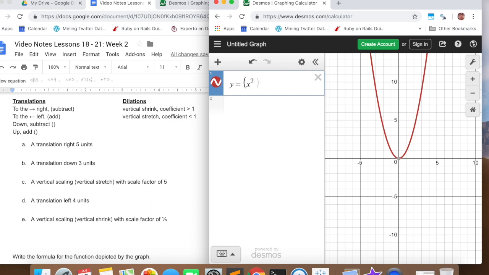And I'm trying to move this graph 4 units to the left. I'm going to move to the left. That means I have to do the addition within the parentheses. That's what that formula would look like.